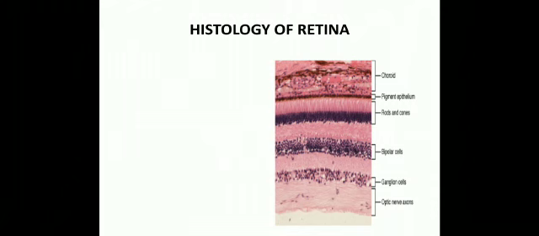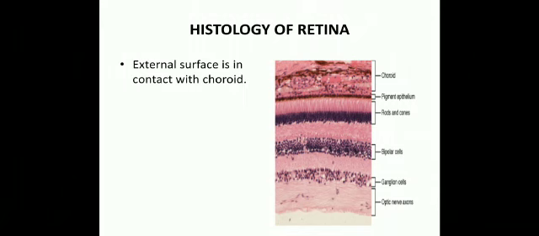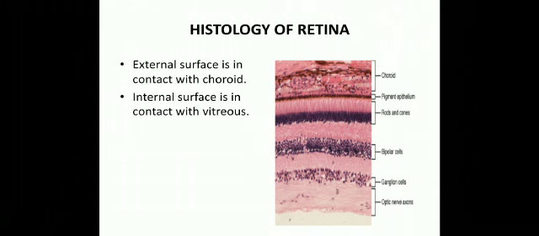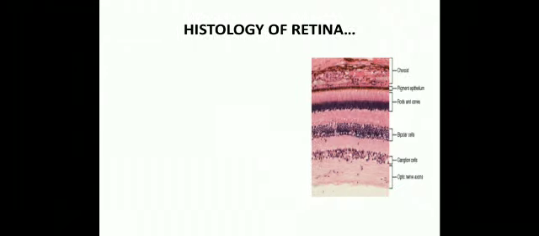Now, the histology of the retina. The retina has a total of 10 layers. The external surface is in contact with the choroid and the internal surface is in contact with the vitreous. So, from the external to the internal aspect they have the following layers.